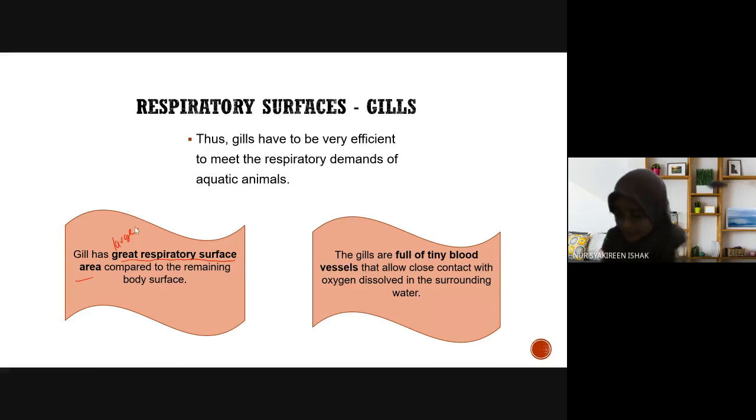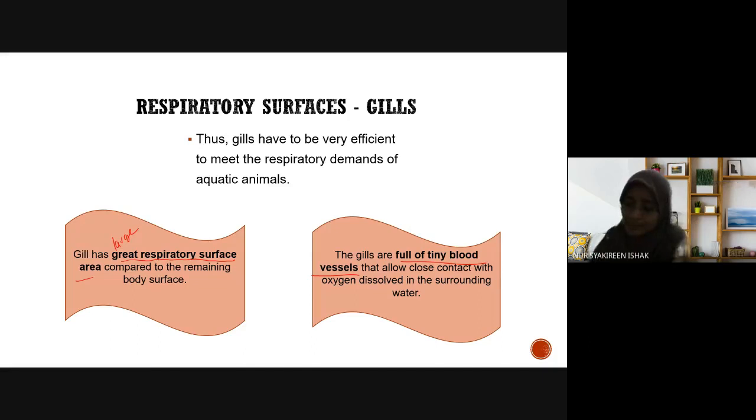Okay. So just like the alveolus, they must be surrounded with blood vessels. Okay, so that oxygen can diffuse from the gills into the blood vessels, so that the blood vessels carry oxygen rich blood throughout the body. Okay, and then returning from the body to the gills, you have oxygen poor blood.